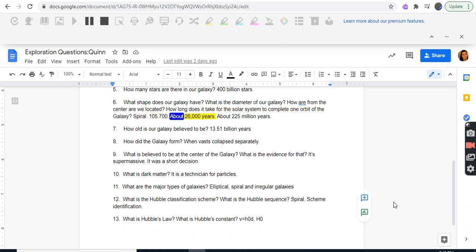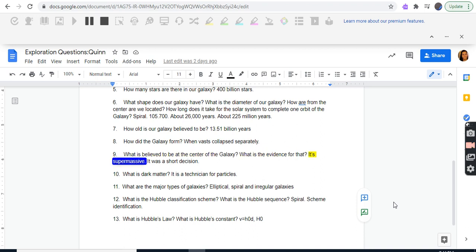About 26,000 years. About 225 million years. 7. How old is our galaxy believed to be? 13.51 billion years. 8. How did the galaxy form? When vast clouds collapsed separately. 9. What is believed to be at the center of the galaxy? What is the evidence for that?